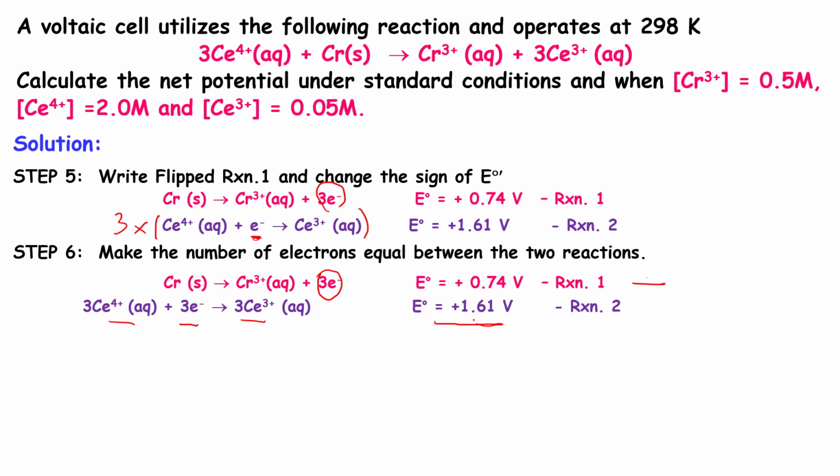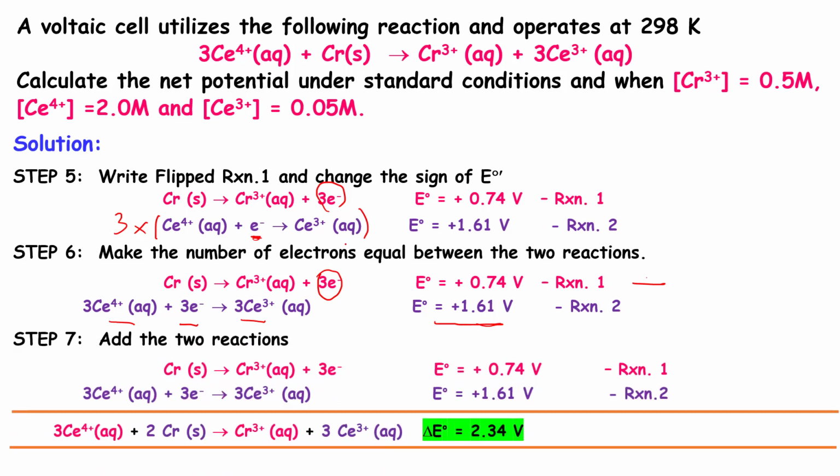Okay. So once you multiplied it, we're just going to add the two reactions together. When you add the two reactions together, there are 3 electrons on the right side and 3 electrons on the left side, so we can cross them out. Those are not going to show up in the overall reaction. Everything else is going to show up in the overall reaction.